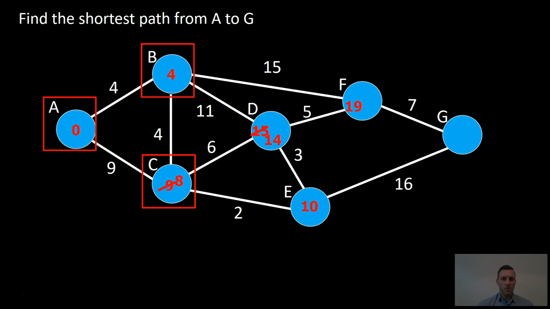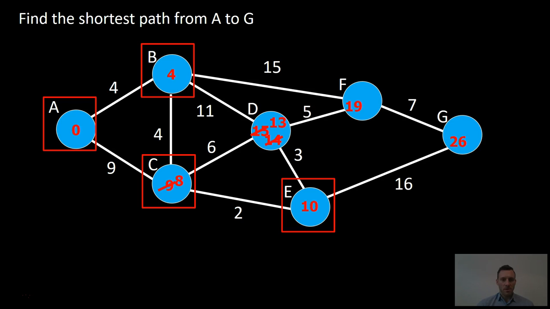Now we choose the least of all unboxed labels on the whole graph and make it permanent by boxing it. This time it's E. Consider all of the unboxed nodes connected to E. We label them with a minimum weight from E. We'll look at D first. If we go 10 plus 3, it's actually going to be 13, which is less than 14. So we cross out 14 and write 13 in D. The other node connected to E is G. We go 10 plus 16, it's going to be 26 for G.